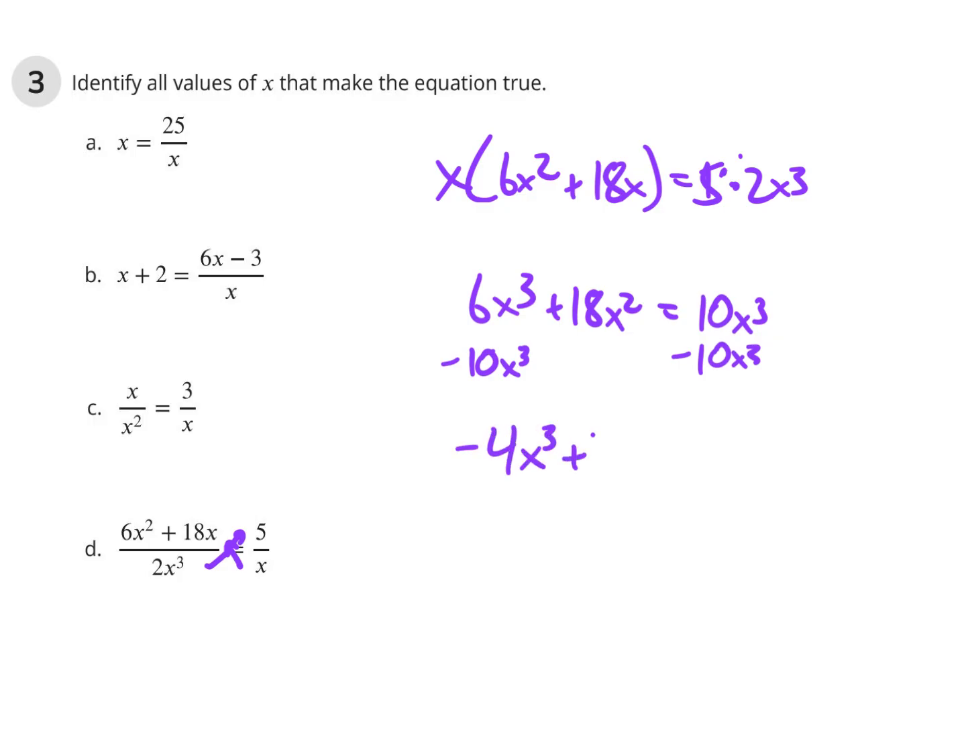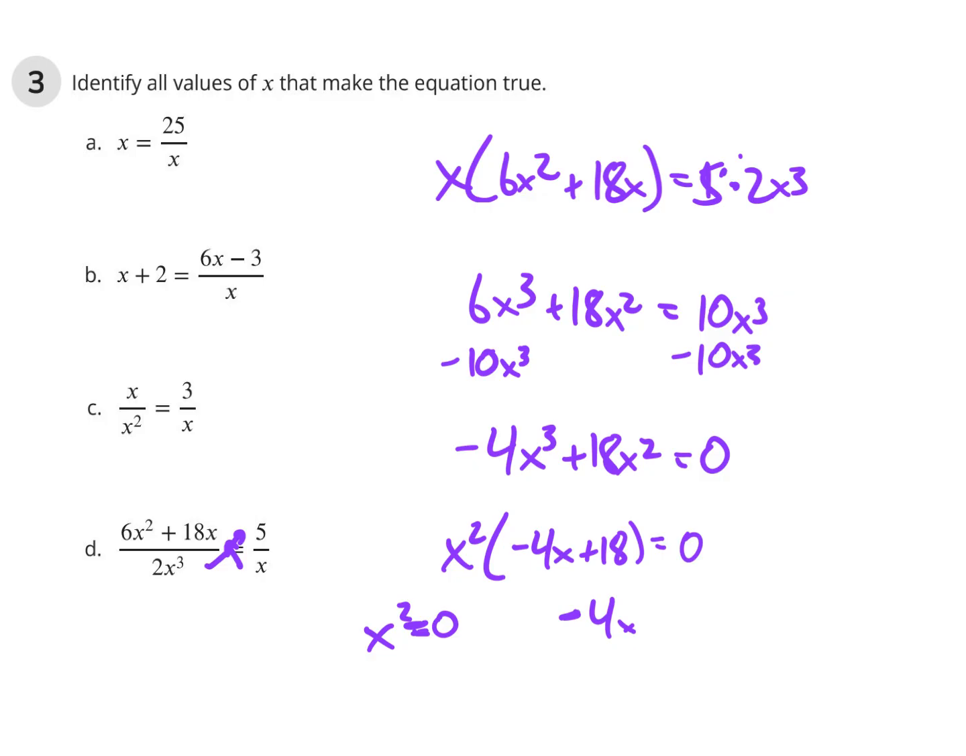Negative 4x cubed plus 18x squared. They both have something in common. What I'm going to do is take out the x squared only. I'm not going to take out the common number. I could take out a common number, but we're not going to do that. So let's just take out the x squared. If I take out x squared, that leaves me with negative 4x plus 18 equal to 0. x squared equal to 0, because I separate my factors and solve separately.